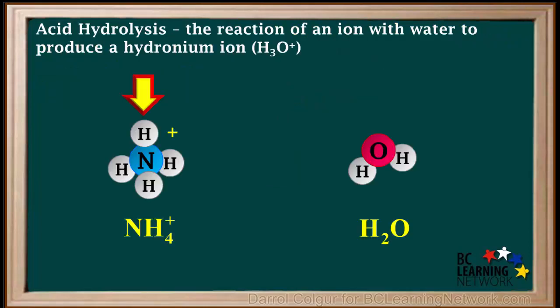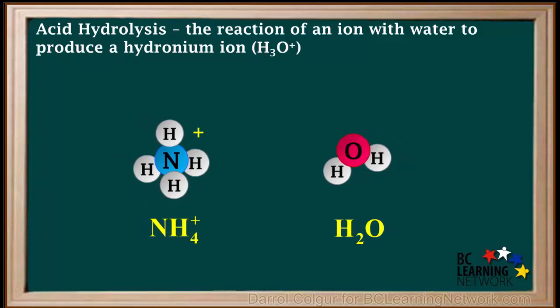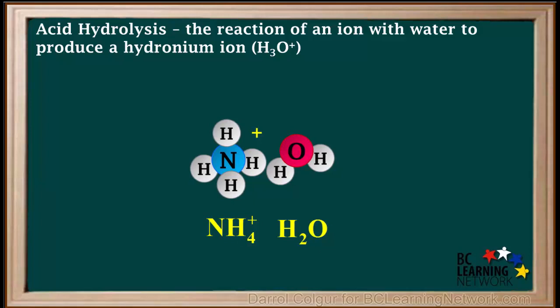We'll illustrate an example of acid hydrolysis. We'll start with an ammonium ion, NH4+, and a water molecule. These move randomly in solution and in some cases collide with each other. One of the hydrogen atoms on the ammonium ion will donate its shared electron to the nitrogen atom and become an H+ ion or proton. The overall positive charge on the ammonium ion we'll now consider as being the positive charge on this proton.